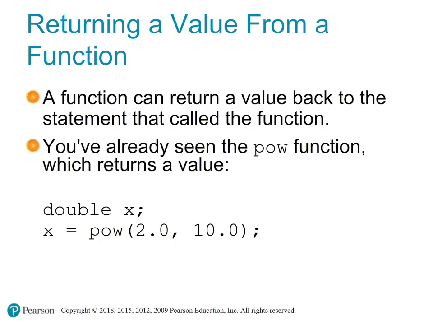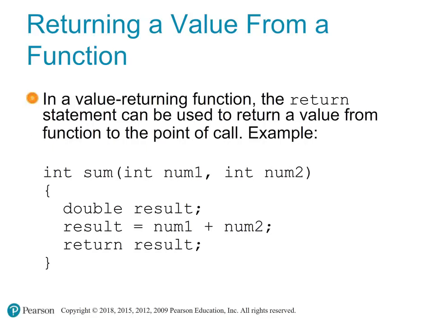The return type of a function is specified in its signature. For example, the pow function has a return type of double. The function sum is declared to take two integer parameters, num1 and num2, and return an integer. Inside the function, a double variable named result is declared to store the sum of num1 and num2. The return statement is used to send the value stored in result back to the calling statement.